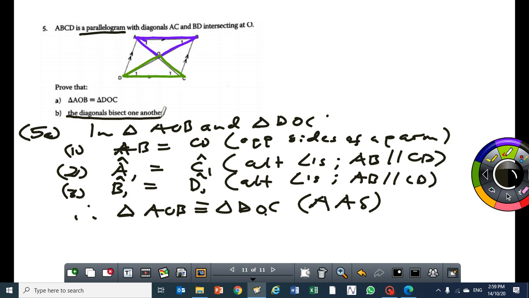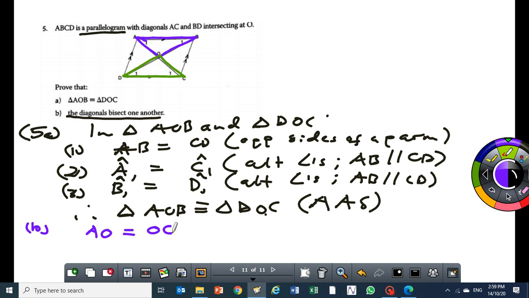It's so easy. If you were able to prove the congruence of the two triangles, if two triangles are congruent, it means their corresponding sides are equal. So to do part B, it's so simple. Part B, all you have to write is the diagonals. Which diagonals are we talking about? We are talking about DB and AC. So you can write that AO is equal to OC.